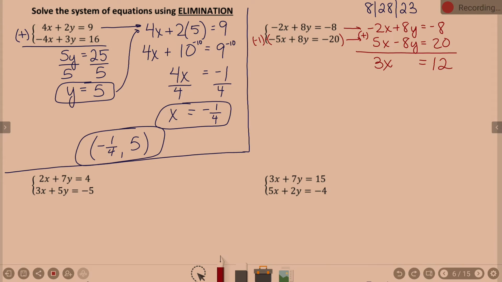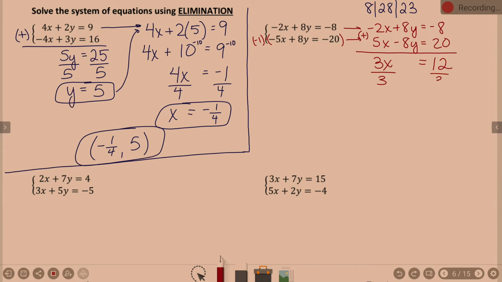12. Now, I'm guessing a few of you tried subtracting. If you tried subtracting, you should be at the exact same location I am now. Okay? Because subtracting, you would have just done negative 2x minus negative 5x, which would give you 3x. 8y minus 8y, which cancels. Negative 8 minus negative 20, which also gives you 12. I don't care which way you do. Okay? 3x equals 12. What do?